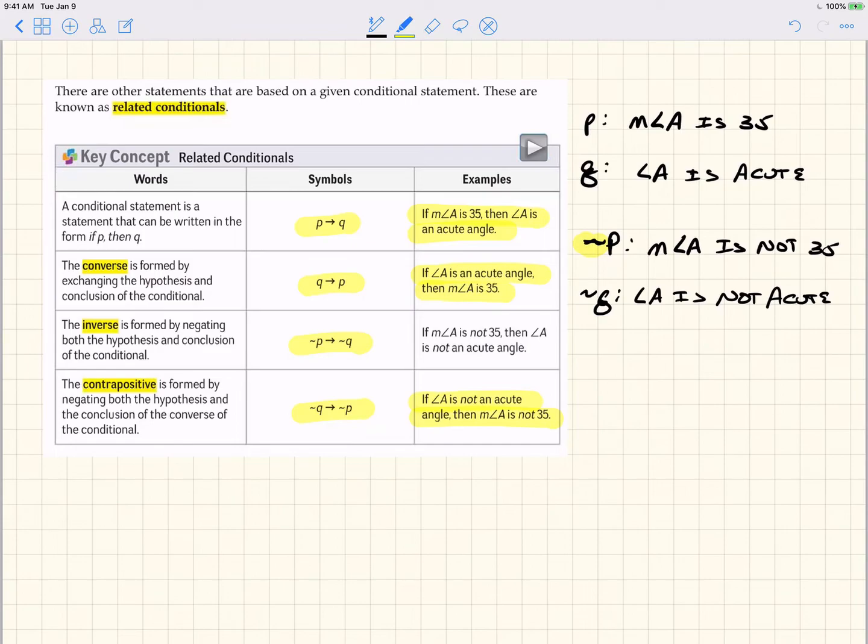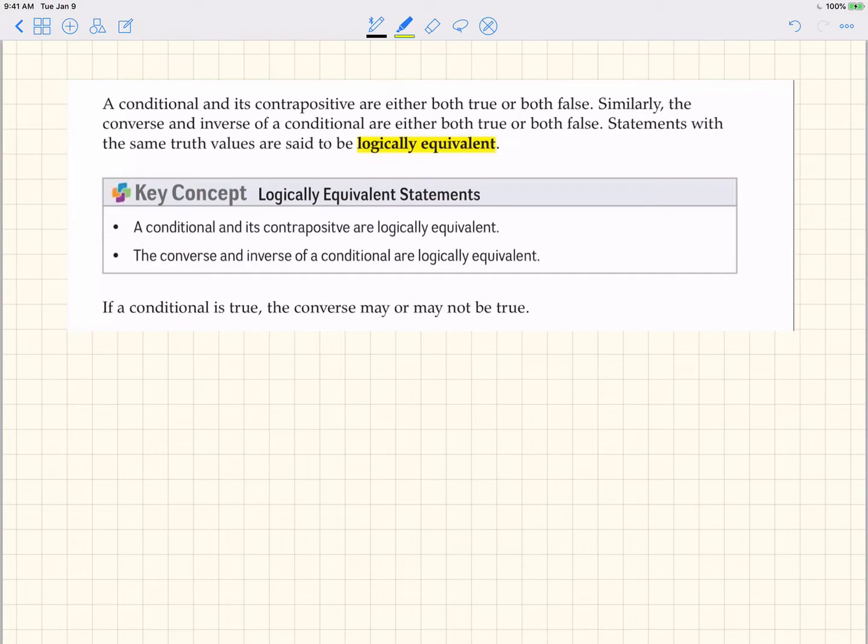So where does this all get us? We talk about logically equivalent conditionals. A conditional and its contrapositive are either both true or both false, so they will evaluate out logically. They are logically equivalent. Similarly, the converse and inverse of a conditional are either both true or both false. Statements with the same truth values are said to be logically equivalent. So the takeaway here is that a conditional and its contrapositive are logically equivalent.